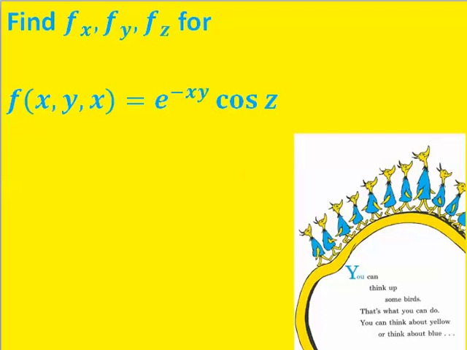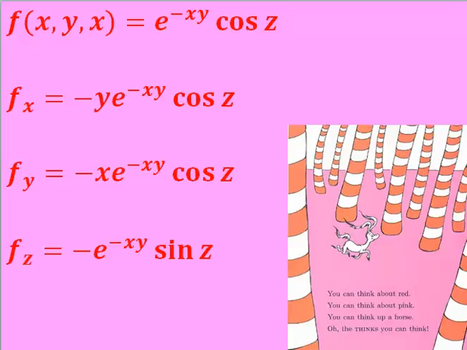Let's do a function of three variables. Again, turn off the video and find these three partials. And you can check your work.